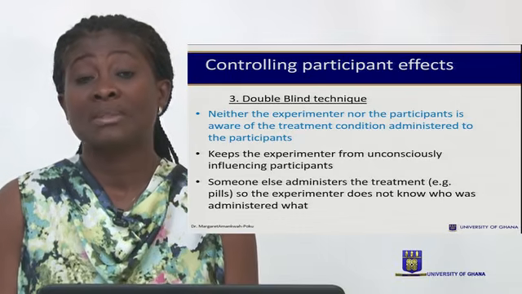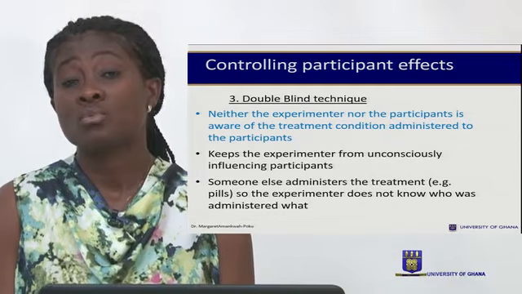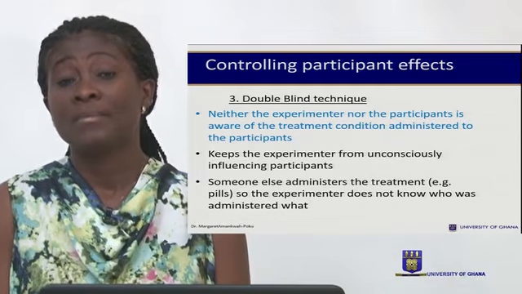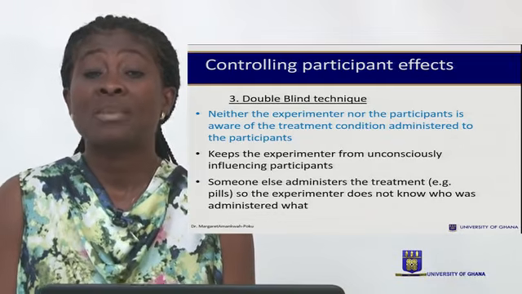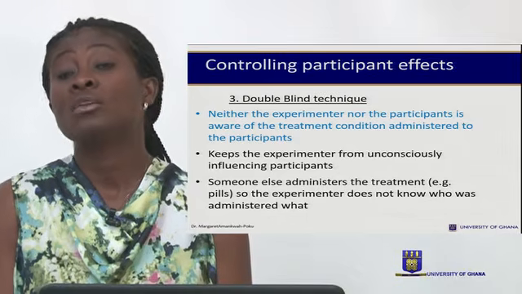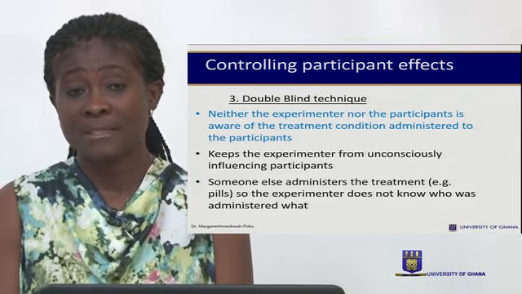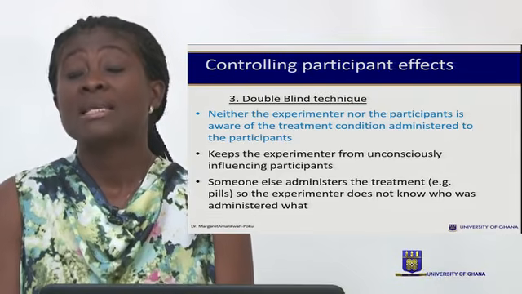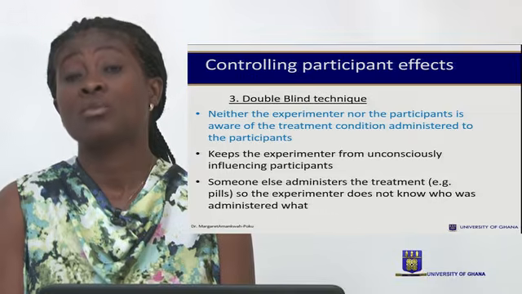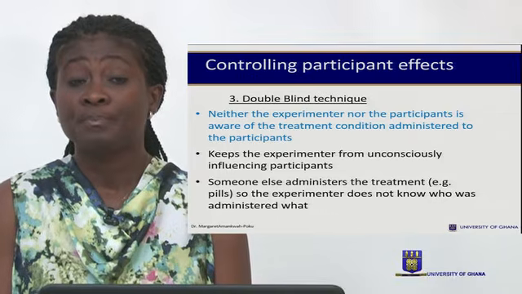They don't know which pill they are taking. So they are blind as to what condition they are in. In fact, they don't know whether they are in the experimental group or the control group. All they know is that they are being given a pill, and then they are being assessed based on that. Again, the experimenter is blind as to who is the experimental group and which one is the control group.